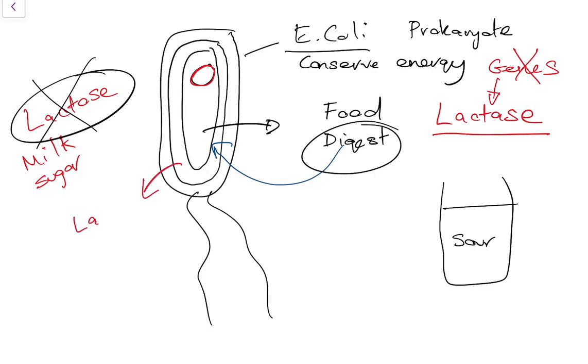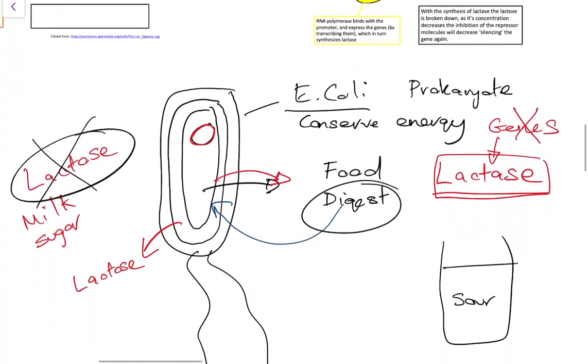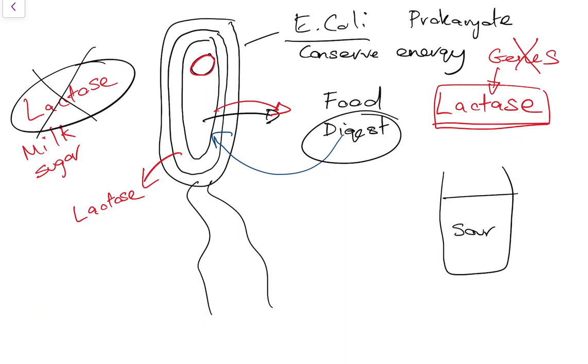Now it does have lactose around, and now it needs to switch on and express the gene for lactase, because then it can put the lactase outside. It can digest the lactose, breaking it down into glucose and galactose. And then it can absorb those things and use them. So how does that happen? And what are the elements that are involved in that?